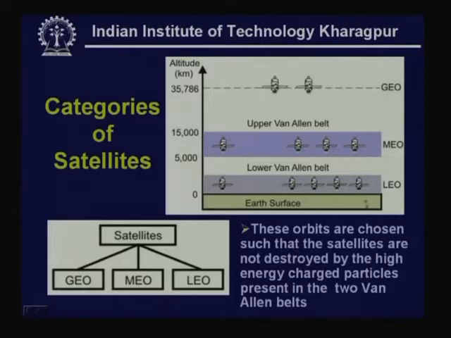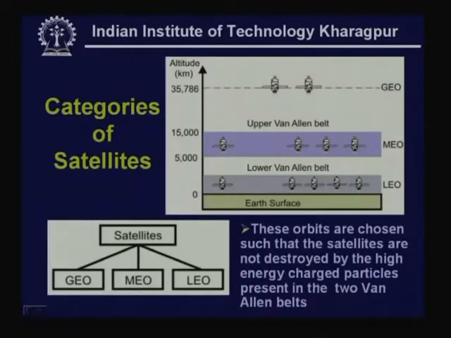This is the surface of the earth, and the first satellite that was launched by the Russians was Sputnik. After Sputnik was launched, there was the discovery of the Van Allen belts. Van Allen belts are essentially regions where high energy charged particles, high energy protons, are available, and there are two such Van Allen belts, as you can see. One is here at about 3000 to 5000, and another is from above 15000.